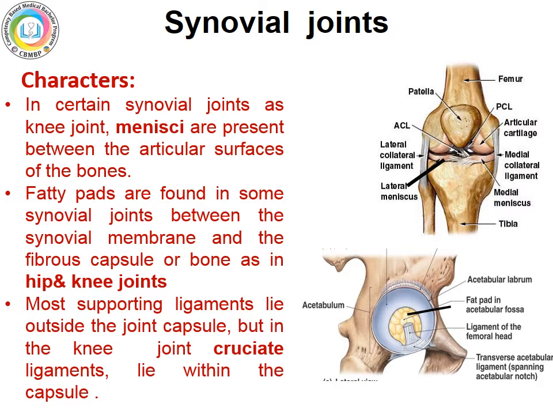Usually, the synovial joint is supported by ligaments outside the capsule, but sometimes in some joints there are intracapsular ligaments, or ligaments inside the capsule, as cruciate ligaments inside the knee joint, or the ligament of the head of femur inside the hip joint. This is the ligament of the head of femur inside the hip joint, or the cruciate ligament inside the knee joint. It is intracapsular, or inside the capsule.